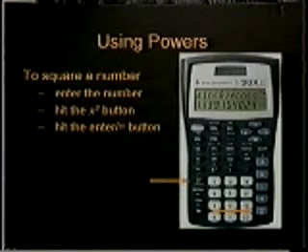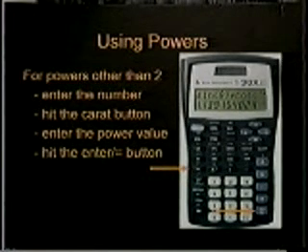To square a number, enter the number, hit the x squared button as indicated, then hit the enter or equals button. For powers other than 2, you still want to enter the number that you're going to be raising to the power, hit the caret button, which is directly above the x squared button, enter the power value, and then again hit the enter button.